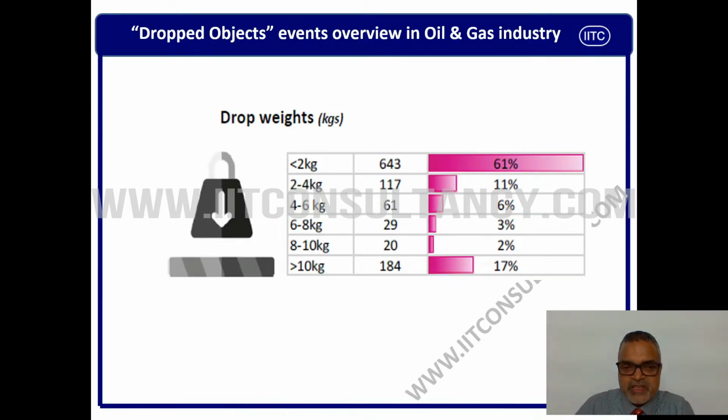There is some software which will tell you what kind of severity you are going to get if some object falls from some height and of some weight. So the question here, if you see, 61% is 2 kg or less than 2 kg. If a 2 kg or less drop object falls from 5 meter on anybody's head or on a helmet, my goodness, the helmet will crush and the person will be killed. So we should have the PPE. This does not mean we should allow the drop object. I hope you understand, right?